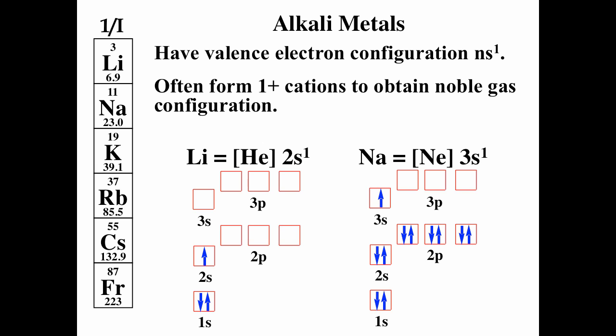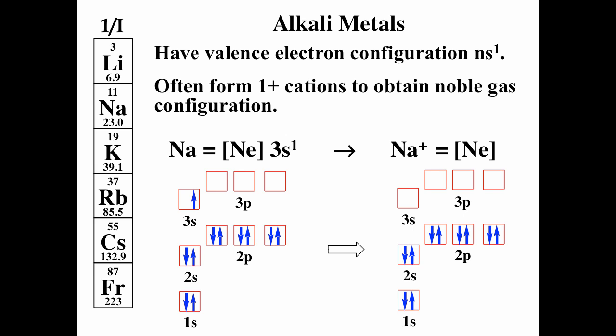And so alkali metals have the valence electron configuration of ns1. Lithium has 1 electron in 2s for the valence, and sodium has 1s2, 2s2, 2p6, and then 3s1. And so for example, when sodium loses an electron, it gets the noble gas configuration of neon.